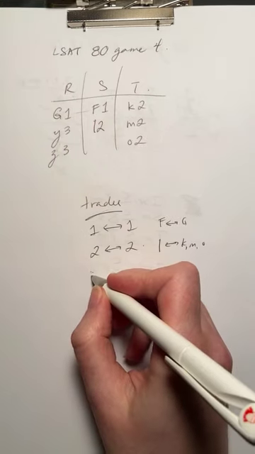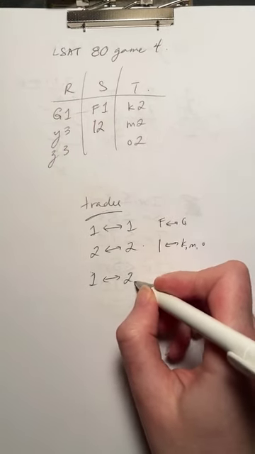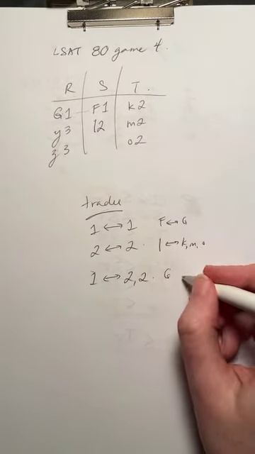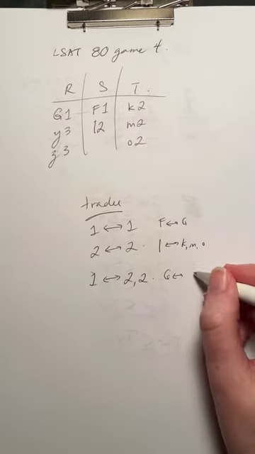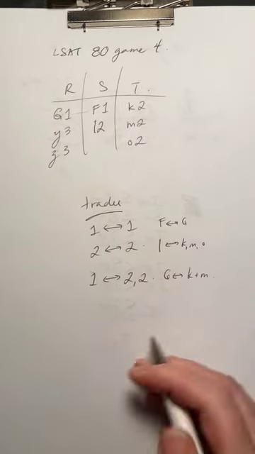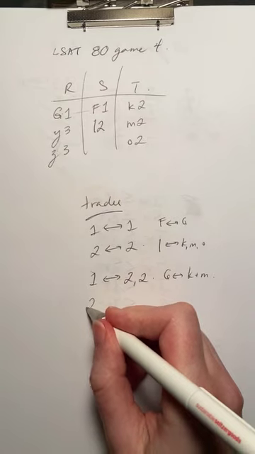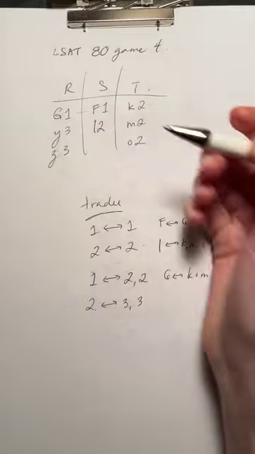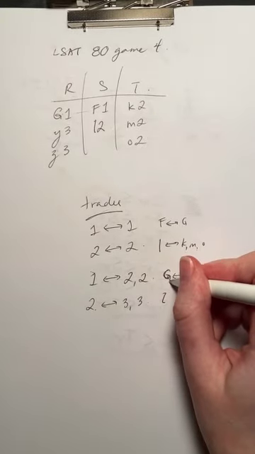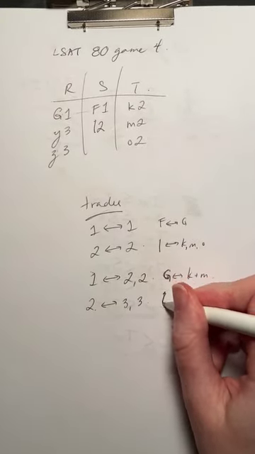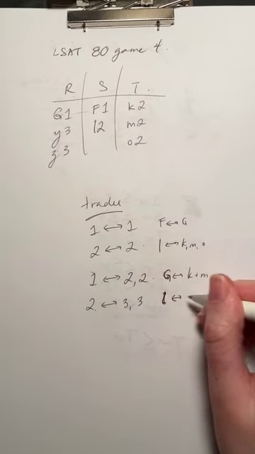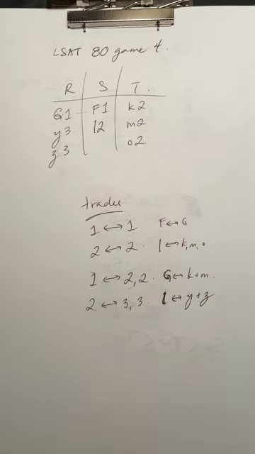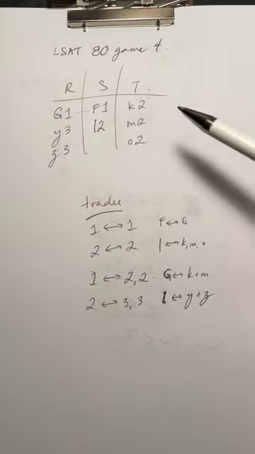You can trade a class 1 for 2 2s, so a G, let's say, for K and M would be an example, and you can trade a 2 for 2 3s. So let's say maybe trade an L for Y and Z. Okay, cool.